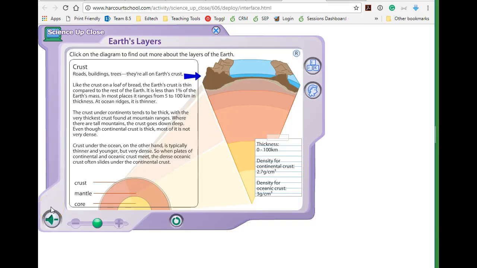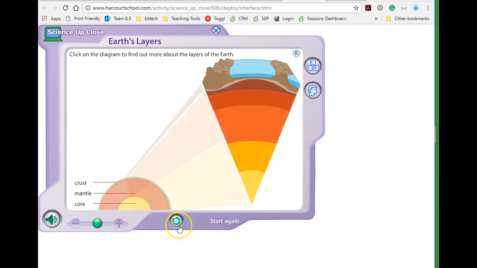For the remainder of this, I'm going to use another interactive from Harcourt, and I'm going to let you take a look at this. You can read about the thickness, the density, so how close those molecules are packed together, and the continental crust, again, the part under land, and you also see the density under the oceanic crust, which is the density of the crust that's under ocean. I'm going to let this go ahead and read to you for the remainder so that you can hear that.